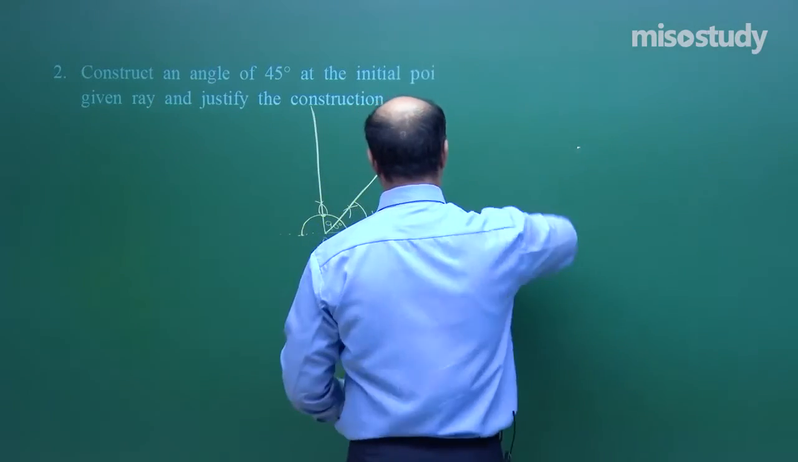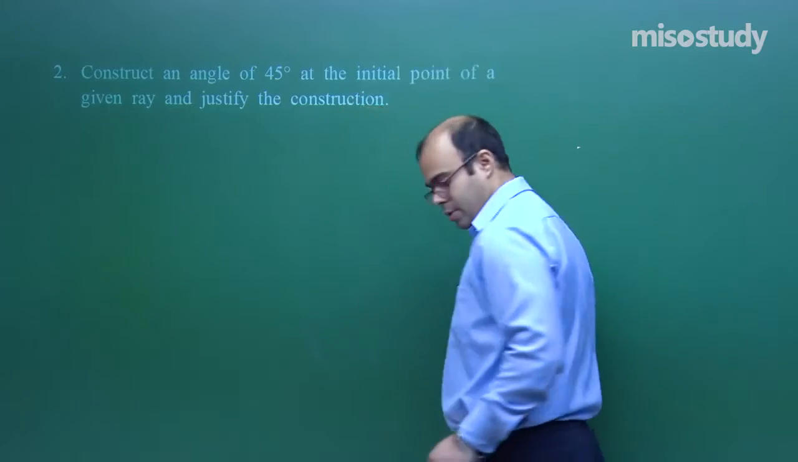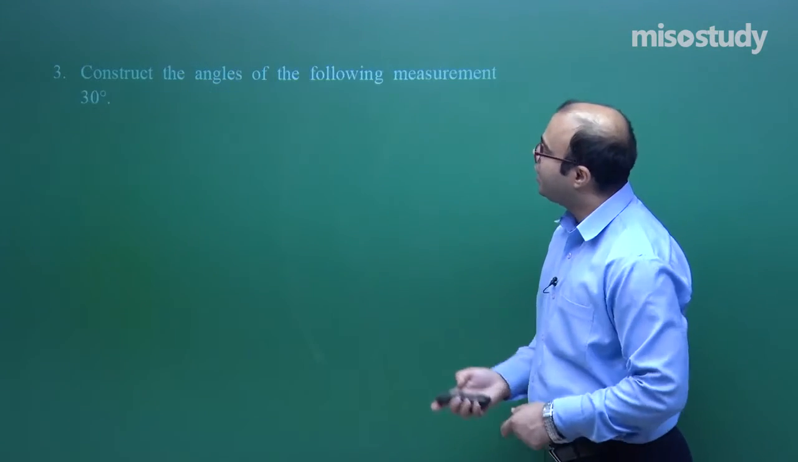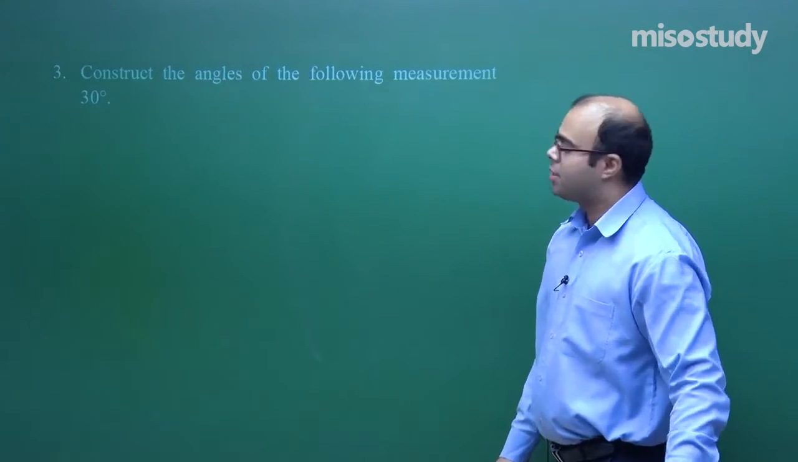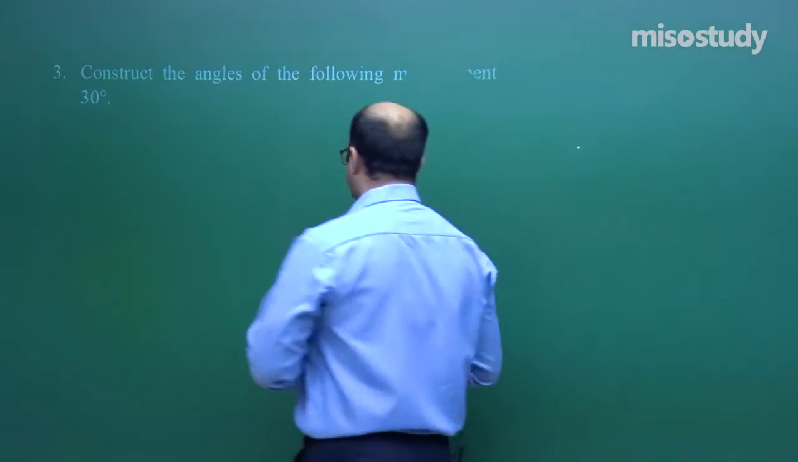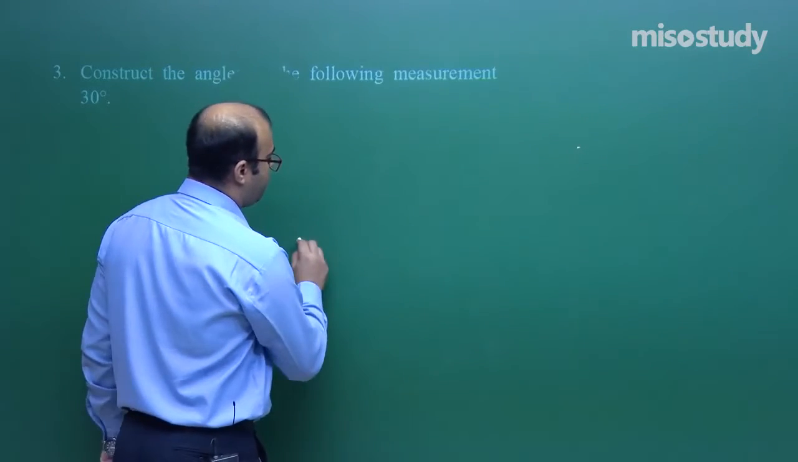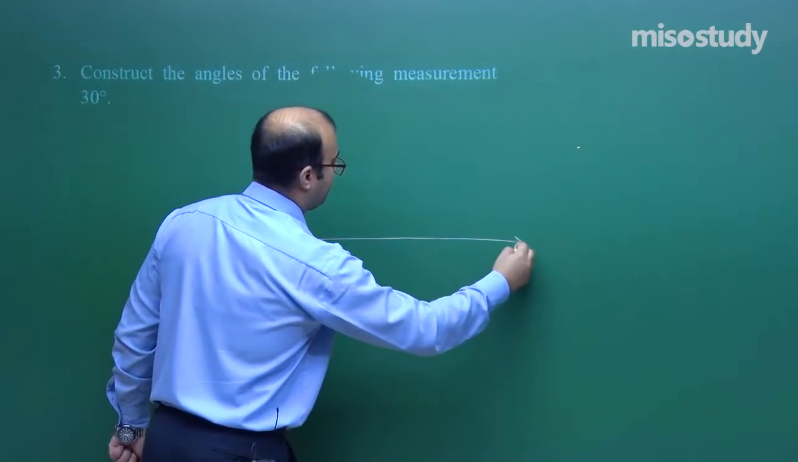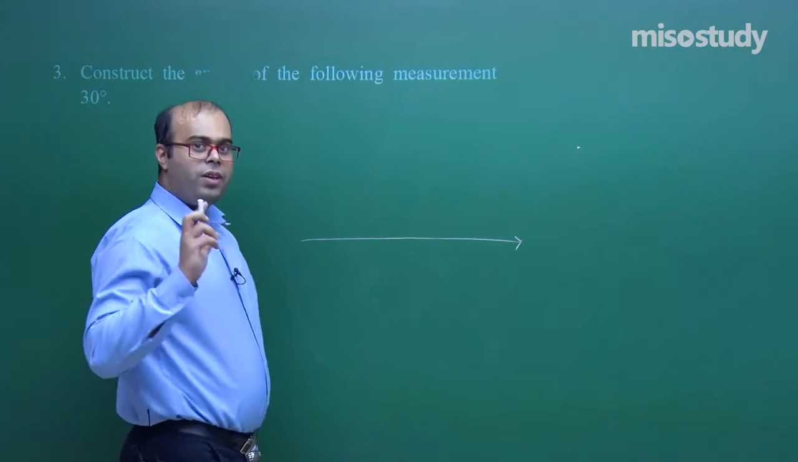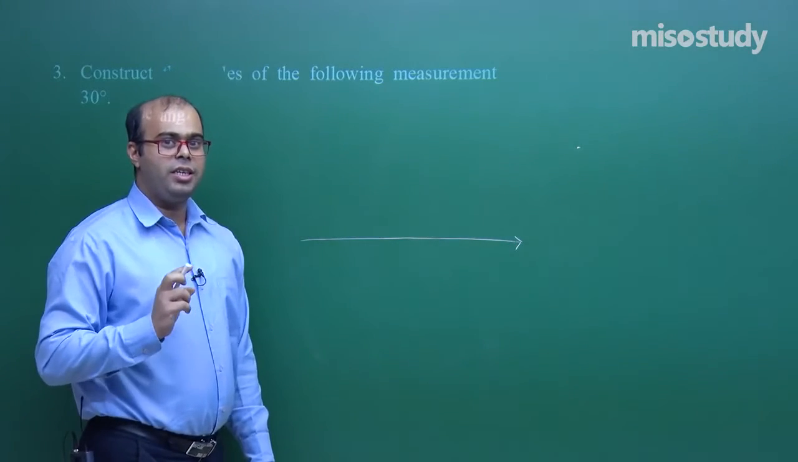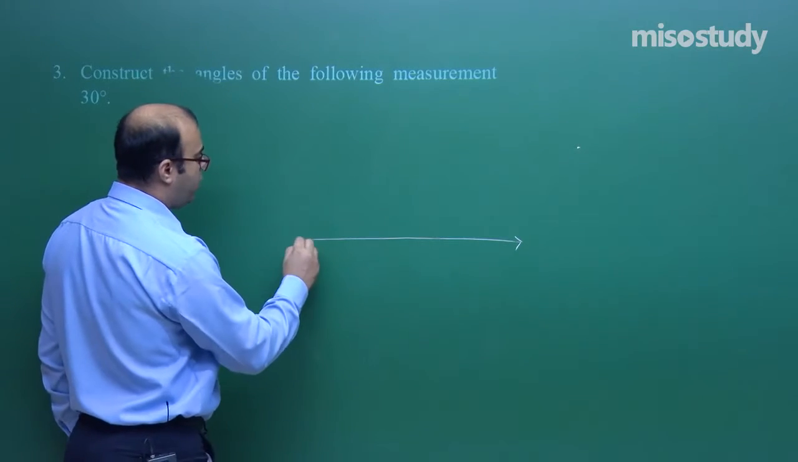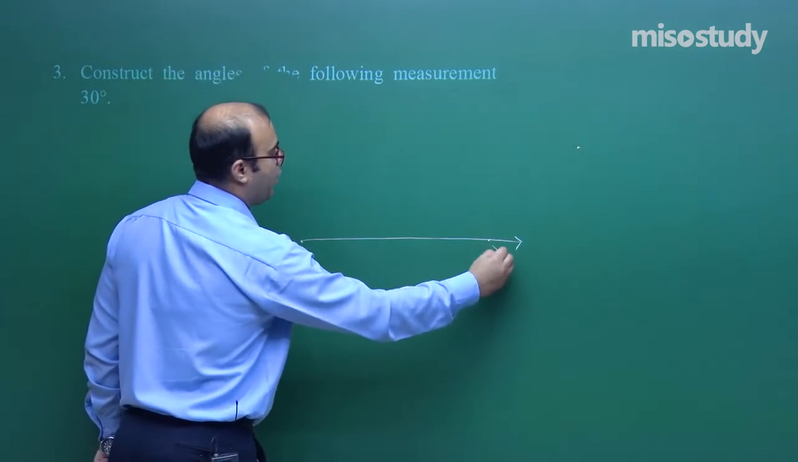Let us move on to the next question, the third question. The third question is saying construct the angles of the following measurement 30 degree. So what do we do for 30 degree? We again take a line like this. We remember how to draw 60 degree, students. How to draw? Let us take, this is O point, this is OX ray.